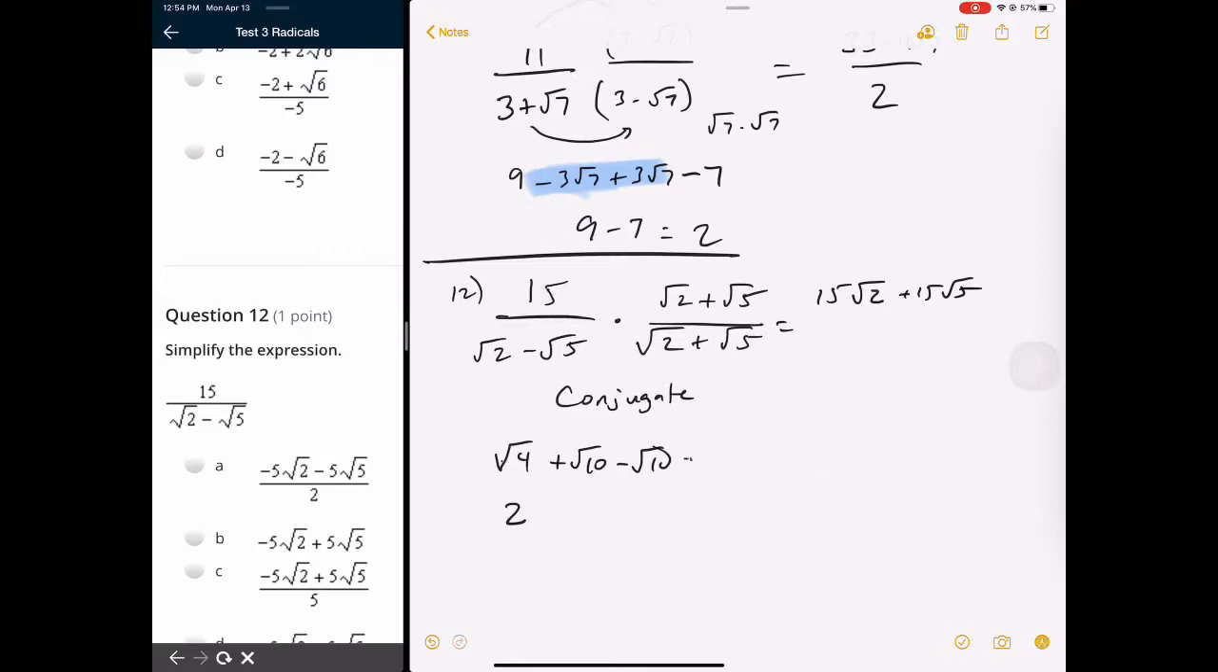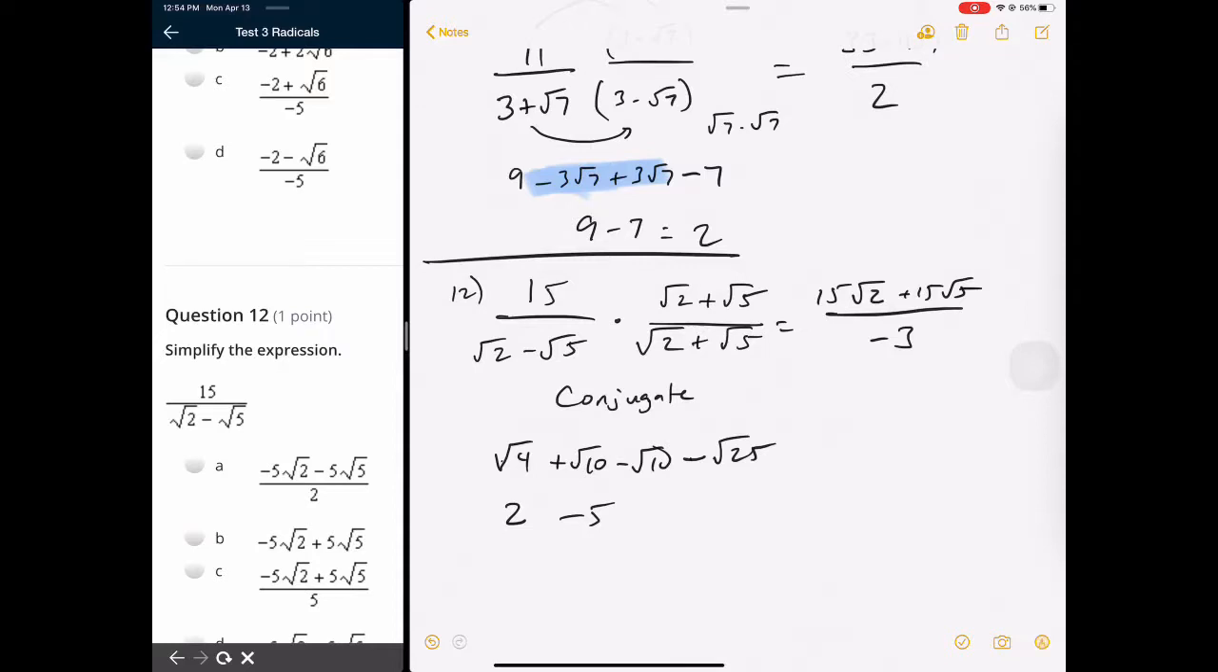And negative square root of 5 times square root of 5 is square root of 25, and square root of 25 is just 5. What happens to the middle terms? What will always happen to the middle terms if I multiply by the conjugate? The middle terms cancel out. And we're left with a negative 3.